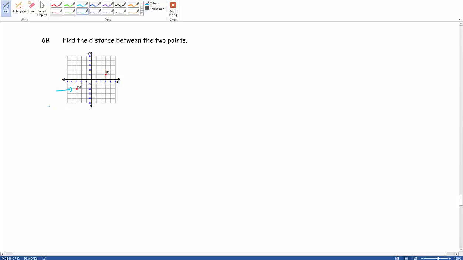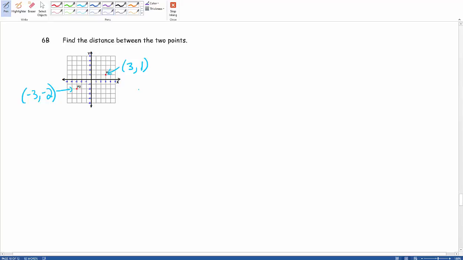So, it looks like for our P2, we see that it's at -3, comma, -2. So we have -3, -2 as that point right there. For our P1, it appears that we are at +3 for the x value, comma, +1 for the y.